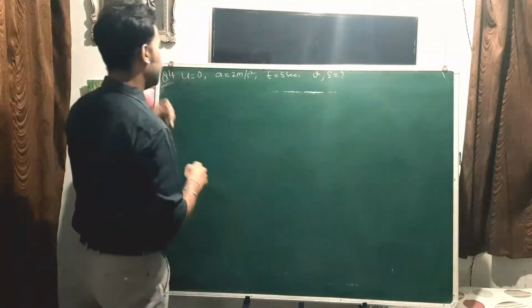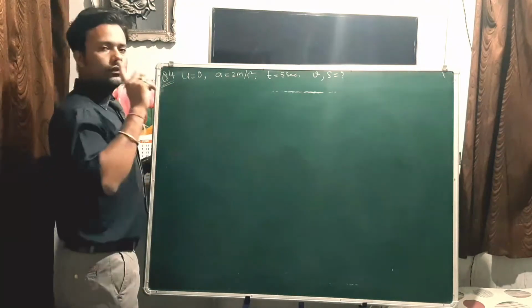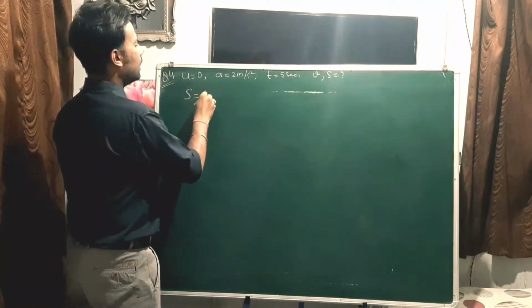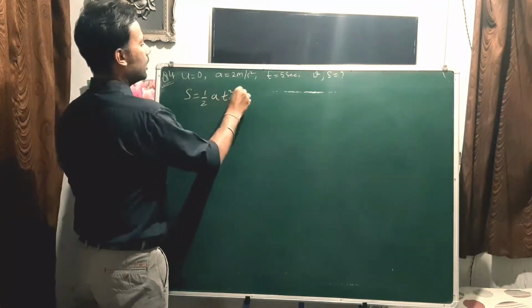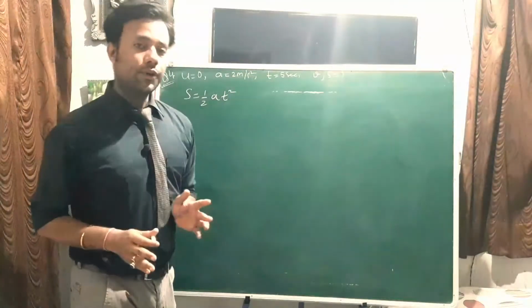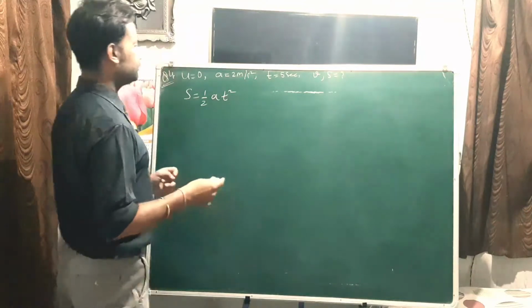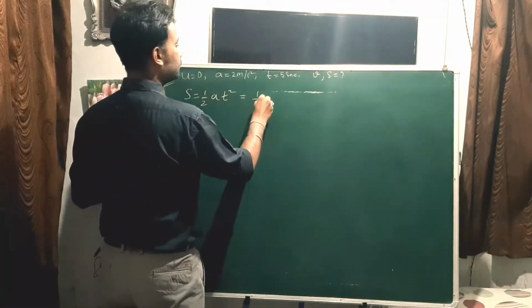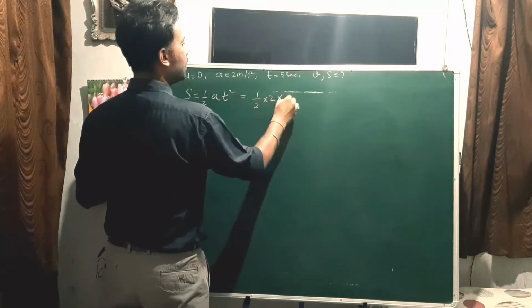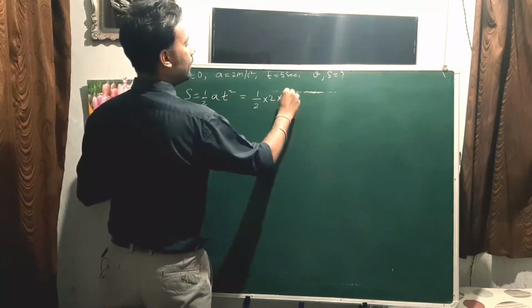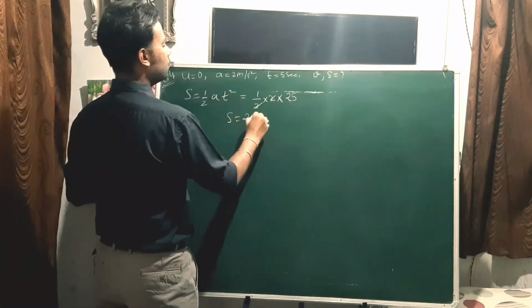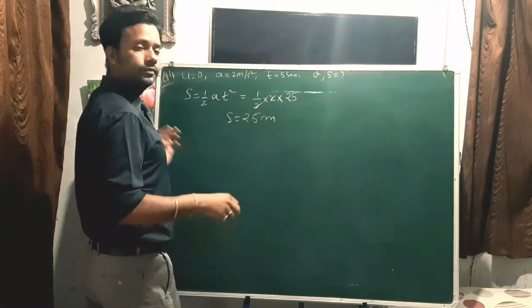Again you apply the second equation to find s, that will be half a t square. Why are we not taking u? Because u is 0. When you apply it, you'll get half, a is 2, and t square is 5 into 5, which is 25. So you'll get s equals 25 meter.